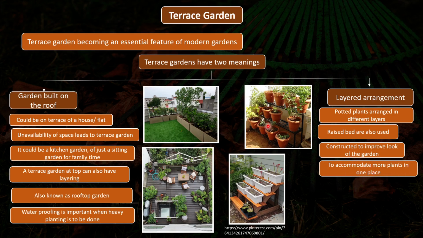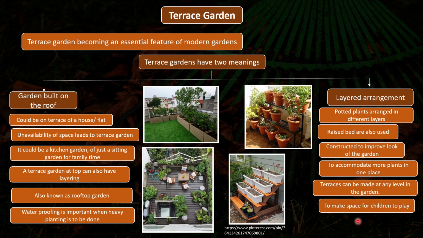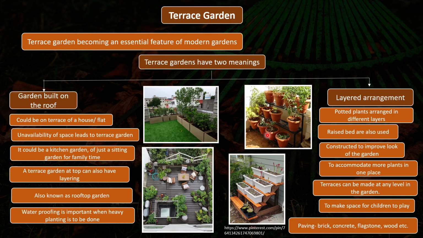Suppose you are living in a flat and you do not have much space. If you put all the pots just like that in your balcony, they will take up so much space. So it is always a good idea to use a rack, and that will accommodate many plants, right? And terraces can therefore be made at any level in the garden, and they are often also made to make space for children to play. If you have so many pots, children might not have space to play in your garden, so you can use a rack in this way.